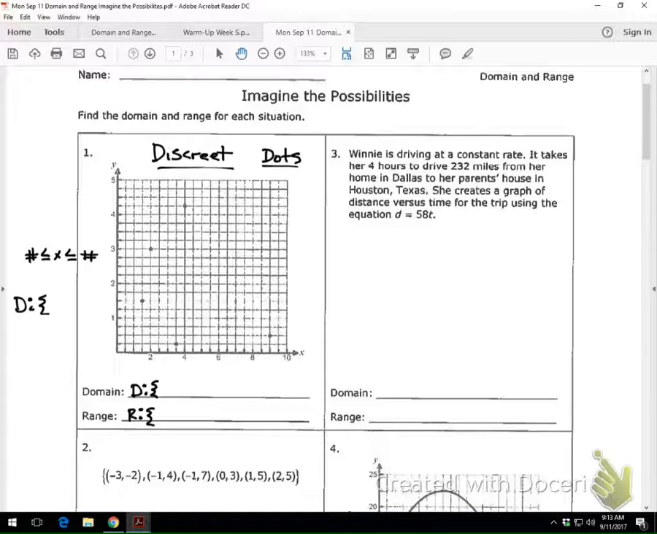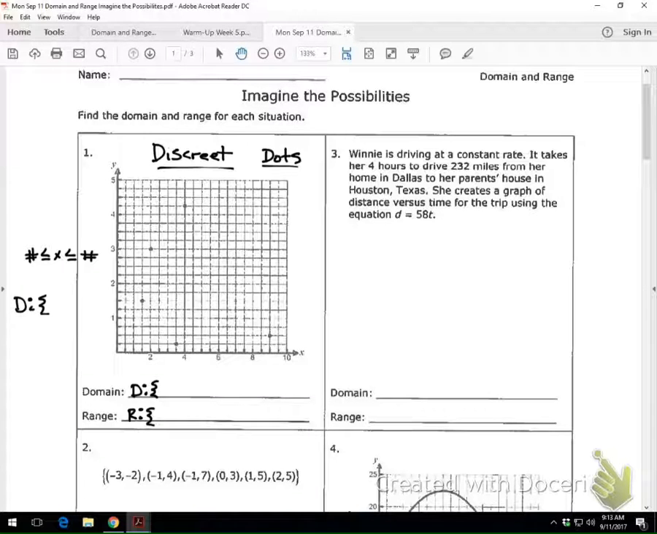Now if you're wondering where I get the D and the R, take a wild guess. Domain and range. It's just the first letter. And that's how they're going to write it on the STAR test. Okay? Alright, so now let's start with each dot.